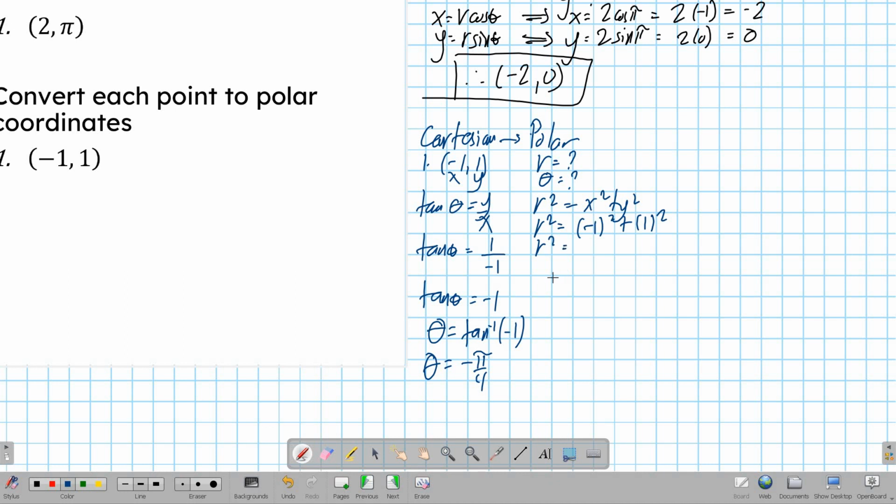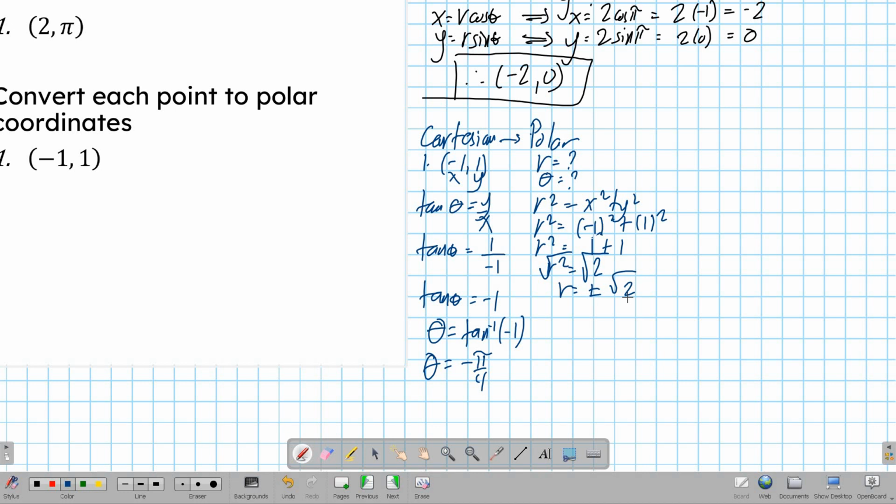R squared is then equal to 1 squared, negative 1 squared is 1, plus 1 squared is 1. So r squared is equal to 2. Taking the square root, r would then equal positive or negative square root of 2, which is fine because we have multiple representations of the point.